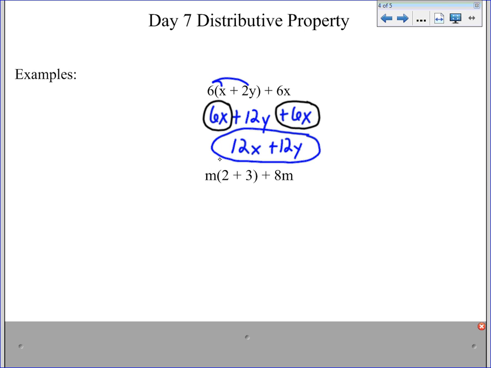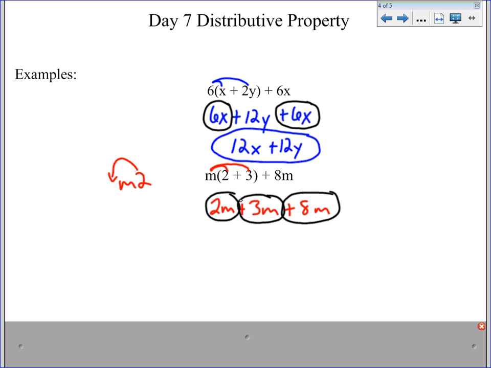Now the letters on the outside, that's no big deal. We're going to take the m times 2, which we get 2m. Be careful, don't write m2. It's proper notation to put the number out in front. So make sure it's 2m plus m times 3, which would give us 3m. And then don't forget about bringing the plus 8m down. Now we can combine all of these because all three of them are like terms. They all have the same variables and the same exponents. So we take 2 plus 3, which is 5, plus 8, which would be 13m.